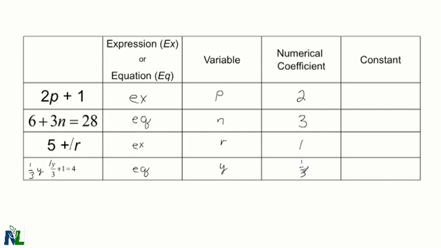Finally, we will look for constants. Constants are numbers on their own, and they're not going to be affected by any change in the variable. In our first example, the constant is 1. In our second example, we actually have two constants, 6 and 28. In our third example, we have one constant, 5. And in our last example, we have two constants again, 1 and 4.